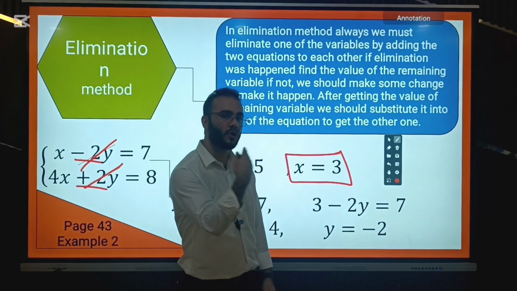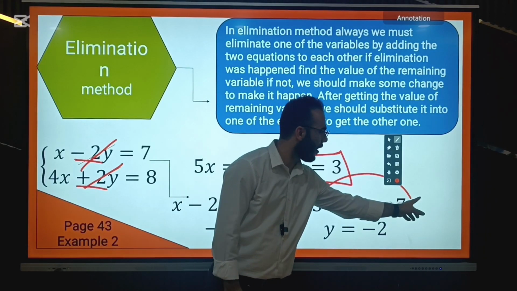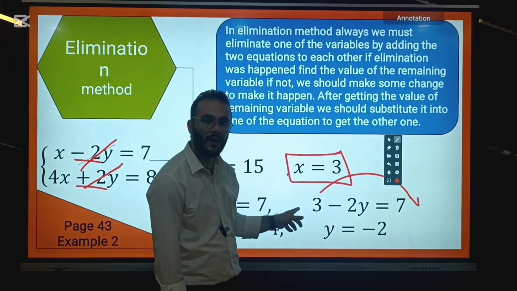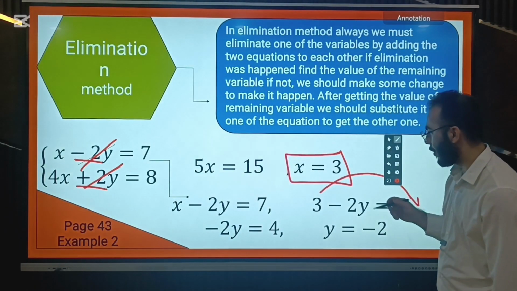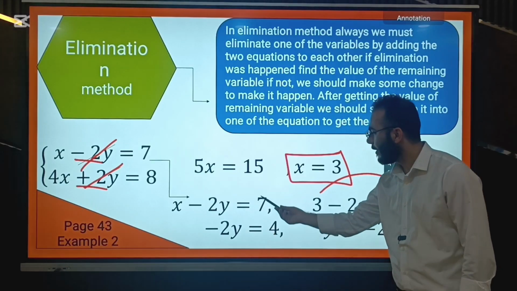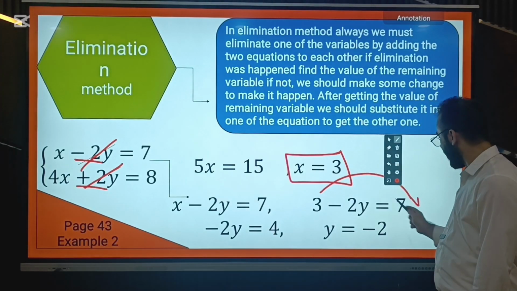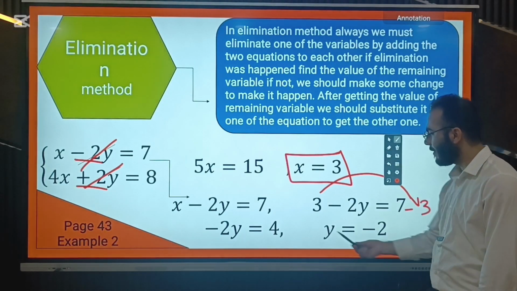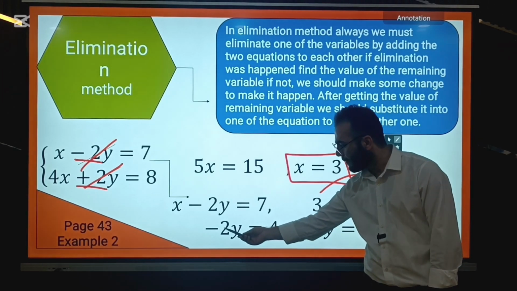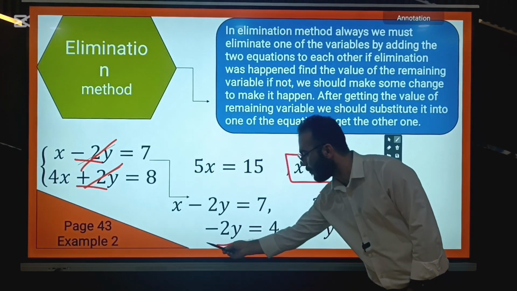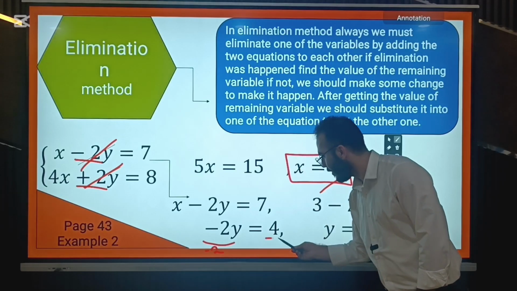Now move the number to one side. Move this 3 to the other side. Here it's positive 3, so it becomes negative 3. So we have negative 2y equals 7 minus 3, which is 4. Now we have negative 2y equals 4. Divide both sides by negative 2.